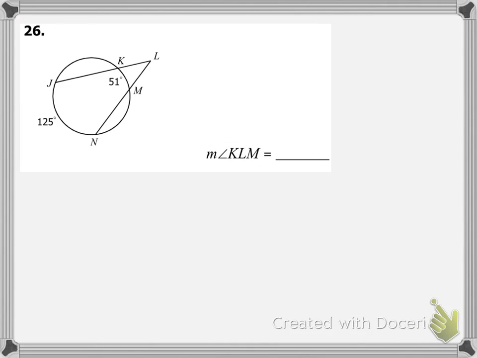Okay. All right, let's look here. If I'm looking for the measure of angle KLM, it would be half of this arc minus this top arc. So that'd be 125 minus 51. Okay, so 125 minus 51 is 74, and take half of it, so it's going to be 37.